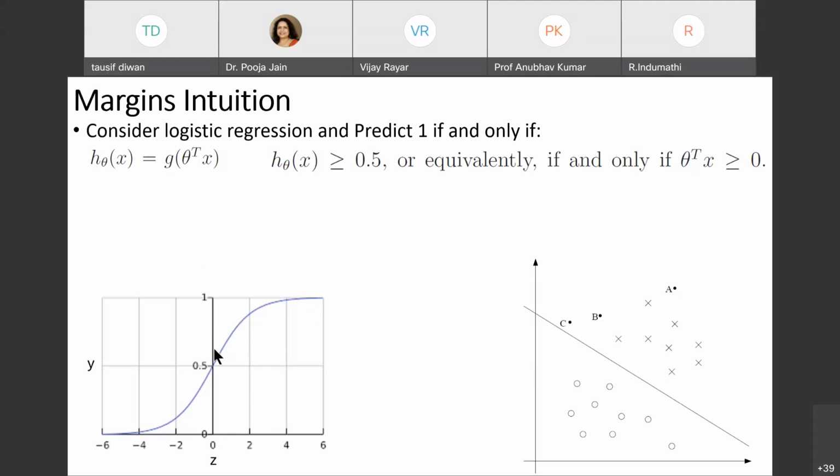Based on that, we decide the threshold. Suppose if the value of g of theta transpose x is greater than 0.5, then we consider this as a class 1. If g of theta transpose x is smaller than 0.5, then we consider this as a class 0. Which classifier are we talking about? We are talking about a binary classification in which labels are 0 and 1. Remember, labels are 0 and 1. We will change the notation in the next slide.